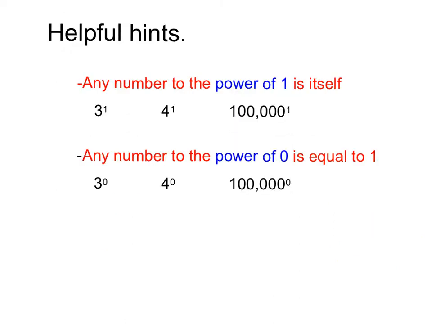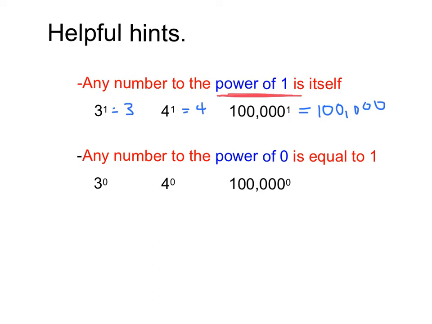So any number that has an exponent of 1 is itself. So 3 to the 1st power is 3. 4 to the 1st power is 4. And then 100,000 to the 1st power is 100,000. So anytime you have an exponent of 1, it's always that specific number. So 3 to the first power is 3, 4 to the first power is 4, and so on and so on.